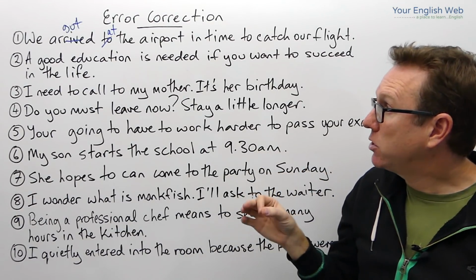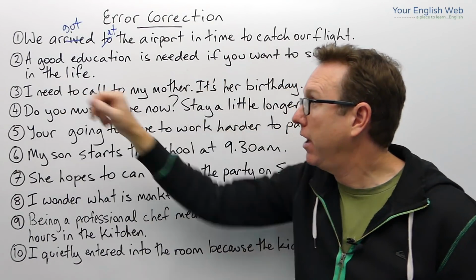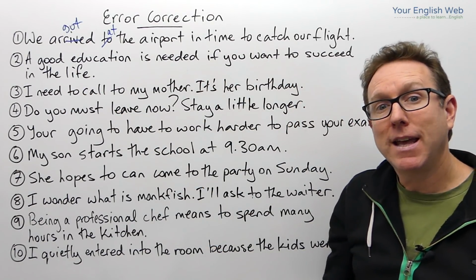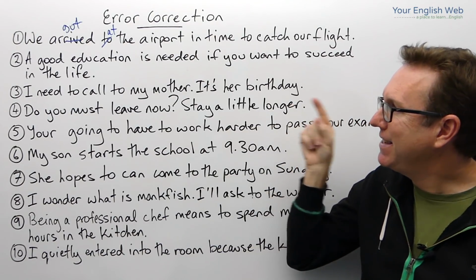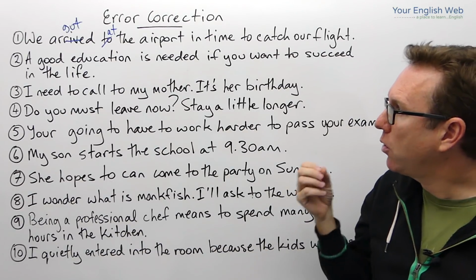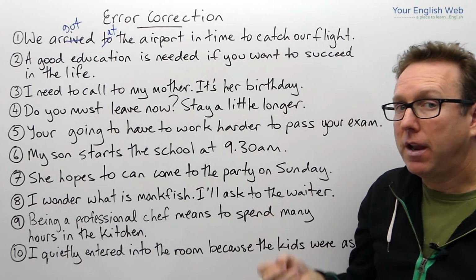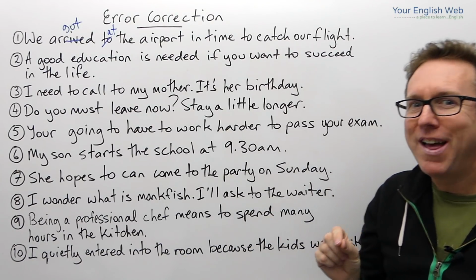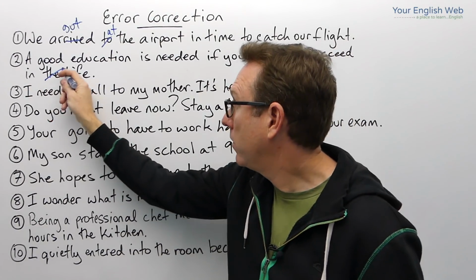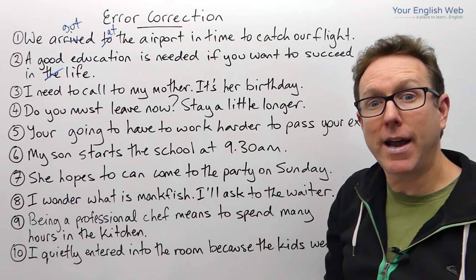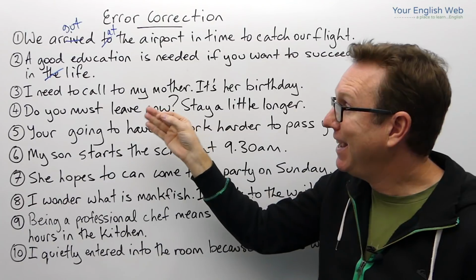Now, sentence number 2. A good education is needed if you want to succeed in the life. Now, where is the error in this sentence? Let's have a look. I'm sure that you know that we don't need to put an article here. So a good education is needed if you want to succeed in life.